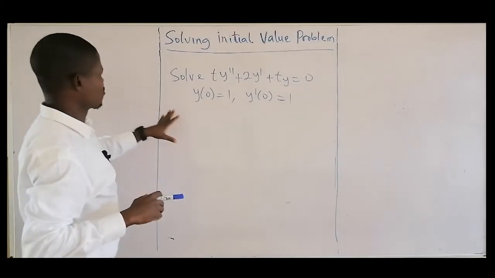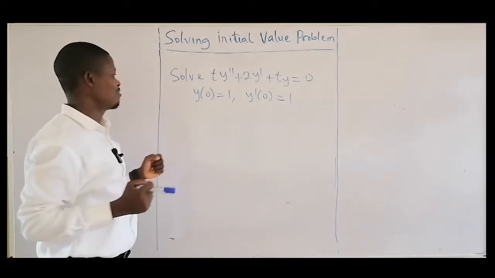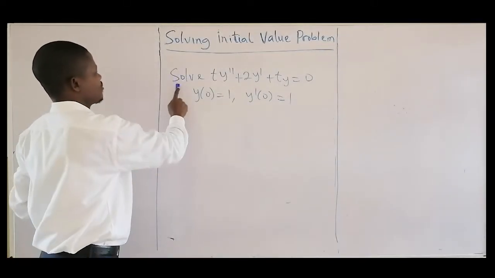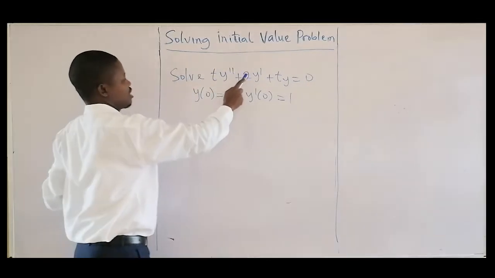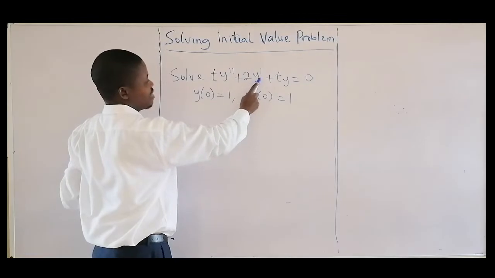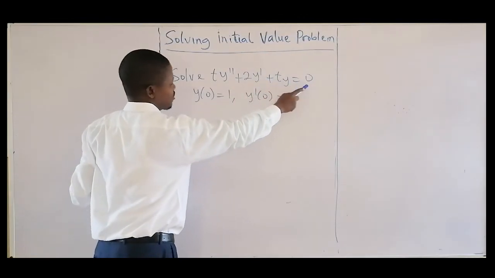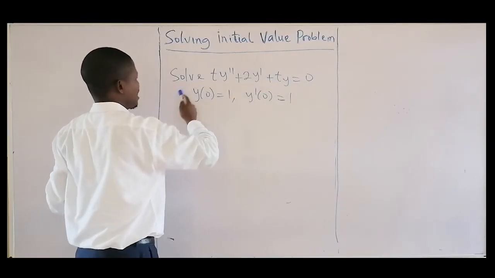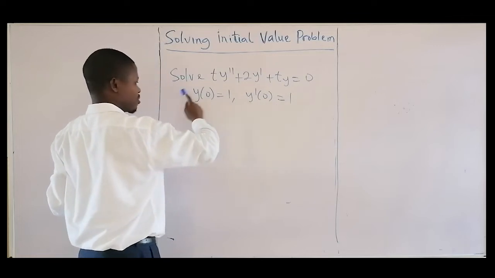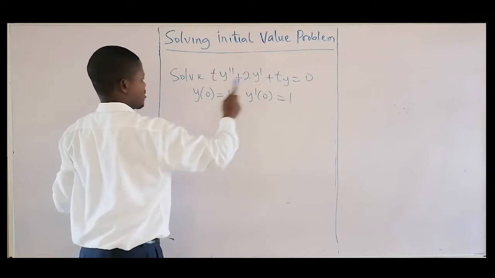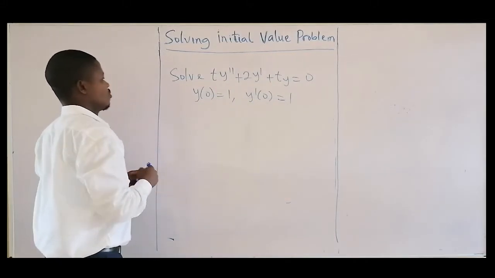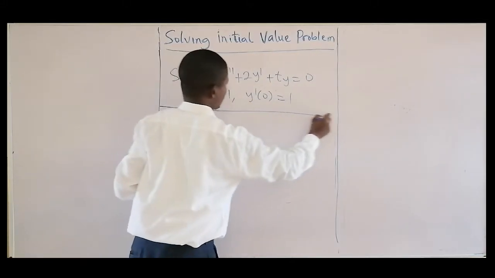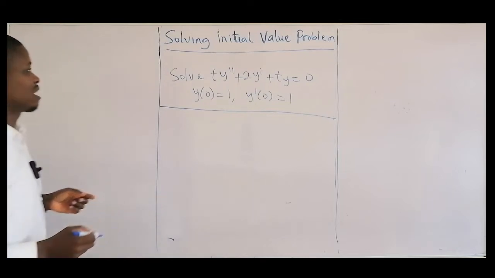We are looking at another question on initial value problems. We have to solve t times the second differential plus 2 times the first differential plus ty equal to 0, with the conditions y of 0 is 1 and y prime of 0 is 1. So let's see how we can get the solution to this using Laplace.